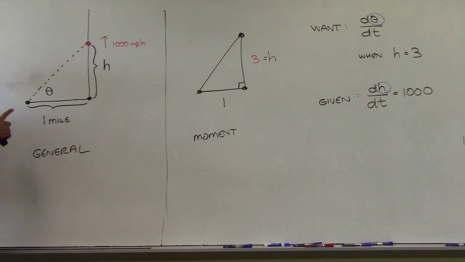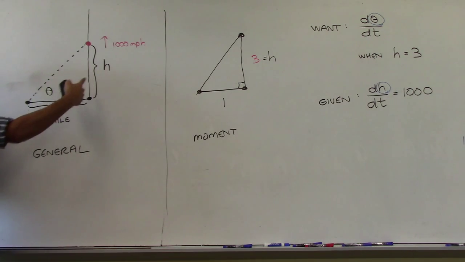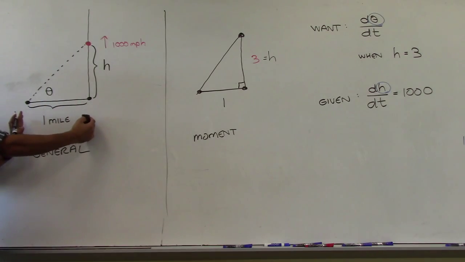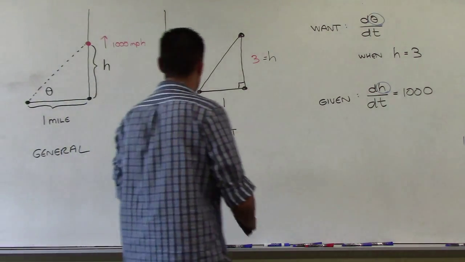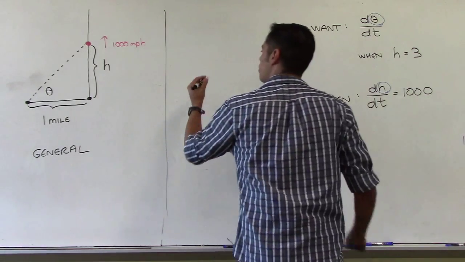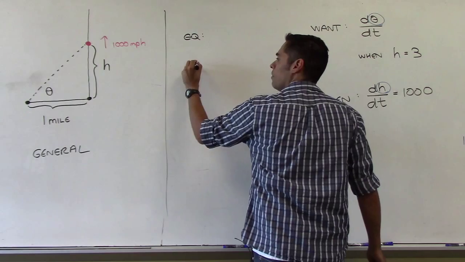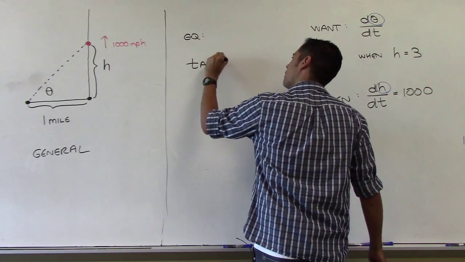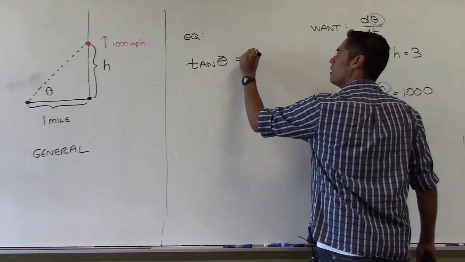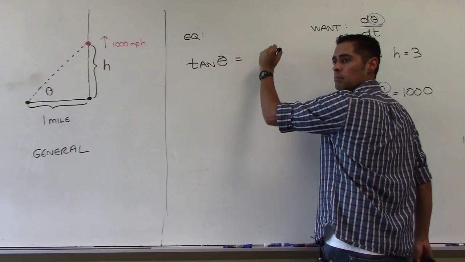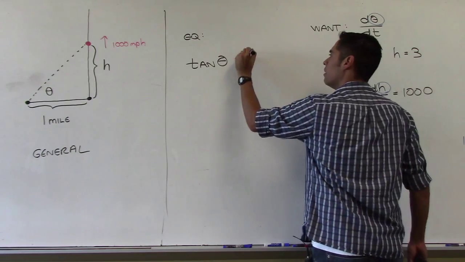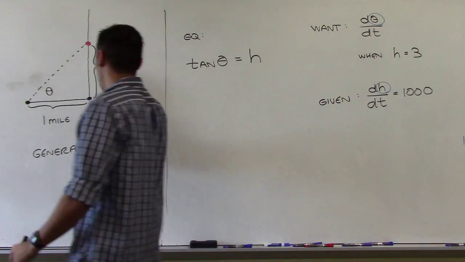Tangent. Because now you could say sine, couldn't you, or cosine? Well, sine, not cosine. Cosine has this and this, and that doesn't have h. But sine you could say, right? But you don't know what the hypotenuse is. You know this side. It never changes. So using tangent will make sure that that doesn't ever change. So the equation that I'm going to use for this problem is that tangent of theta is equal to what? H over 1? Okay. H over 1.